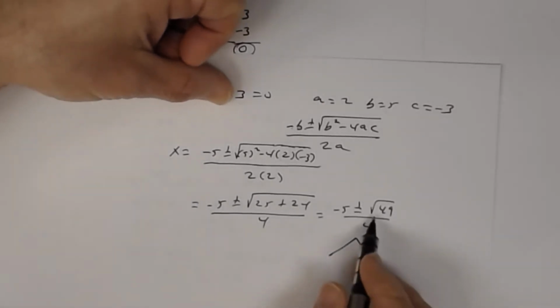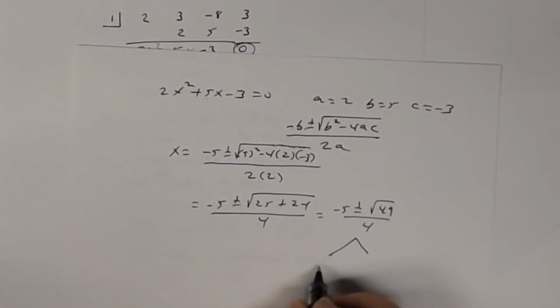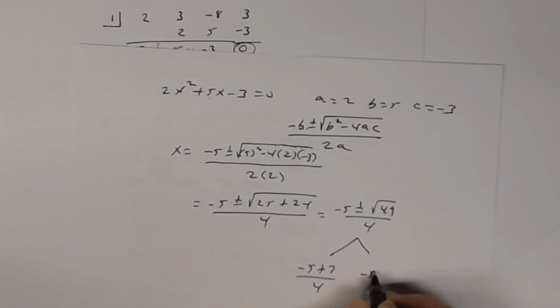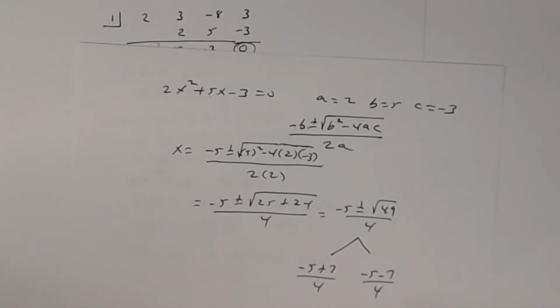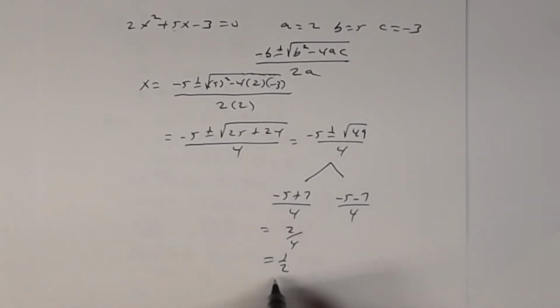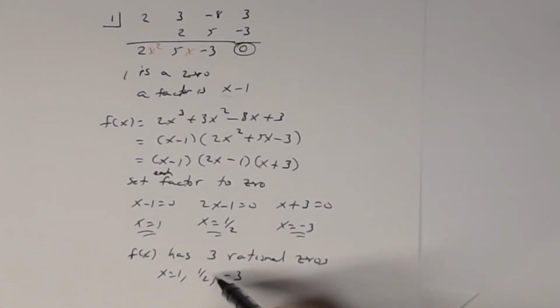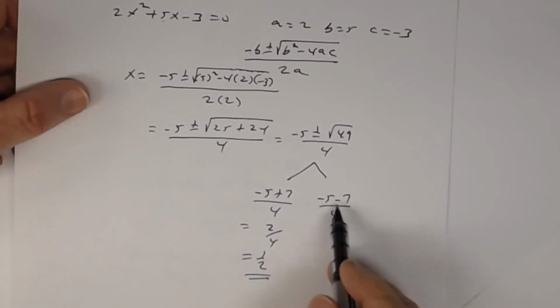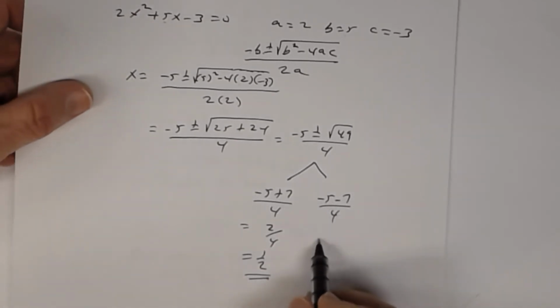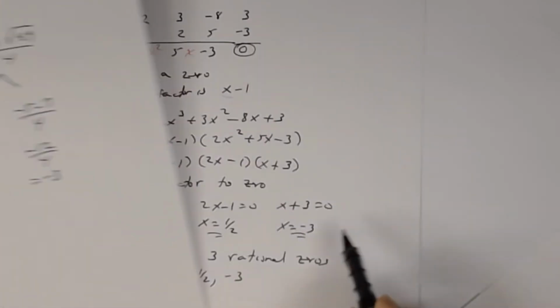So I want you to notice that since 49 is a perfect square, you're going to rewrite it as -5 plus 7 divided by 4, and -5 minus 7 divided by 4. -5 plus 7 is 2. 2 divided by 4 is 1/2, right? And that was one of them, wasn't it? Wasn't 1/2 one of them? Okay. The other one, -5 and a -7, is -12/4, which is -3, and that was the other.